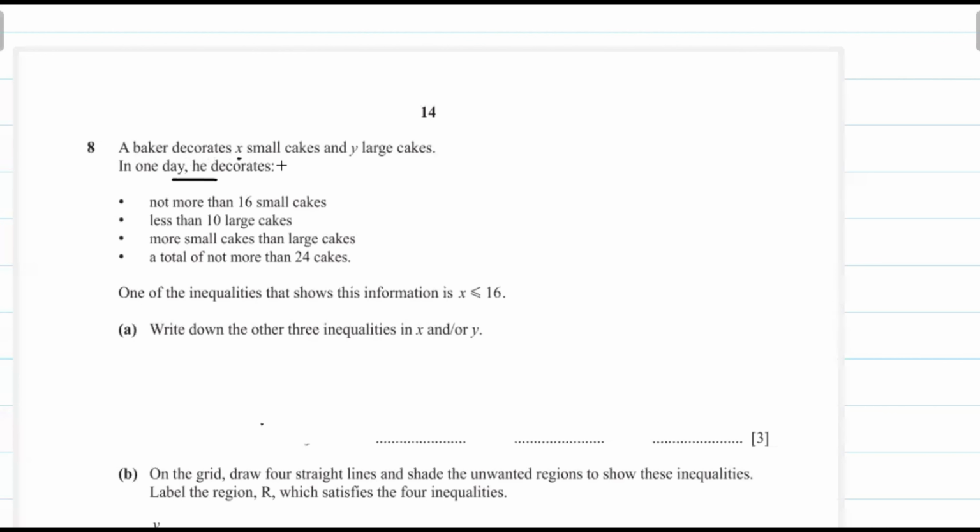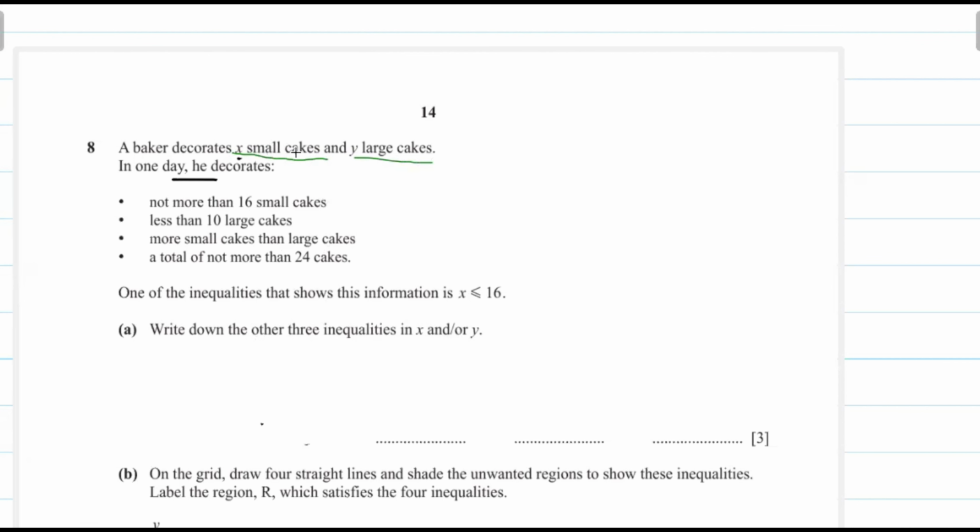Question 8. A baker can decorate x small cakes and y large cakes. In one day, he decorates not more than 16 small cakes, less than 10 large cakes, more small cakes than large cakes, and a total of not more than 24 cakes. One of the inequalities is x is less than or equal to 16. Write down the other three inequalities.